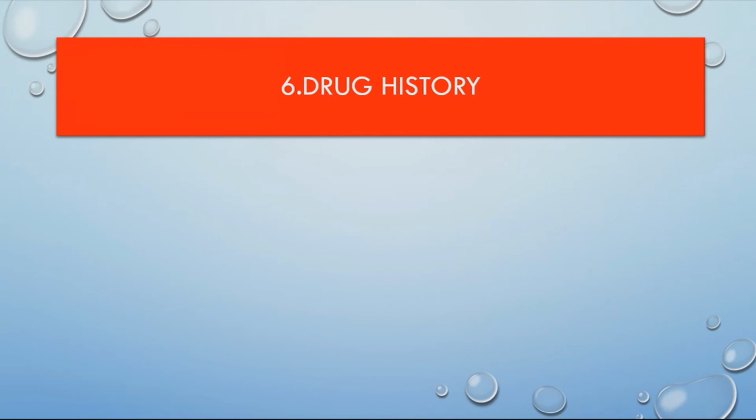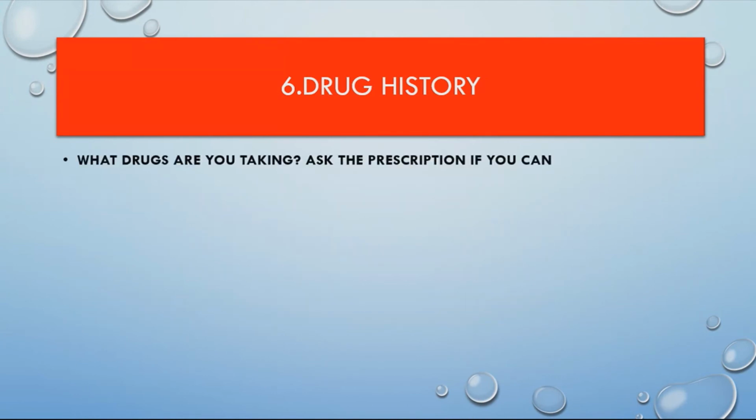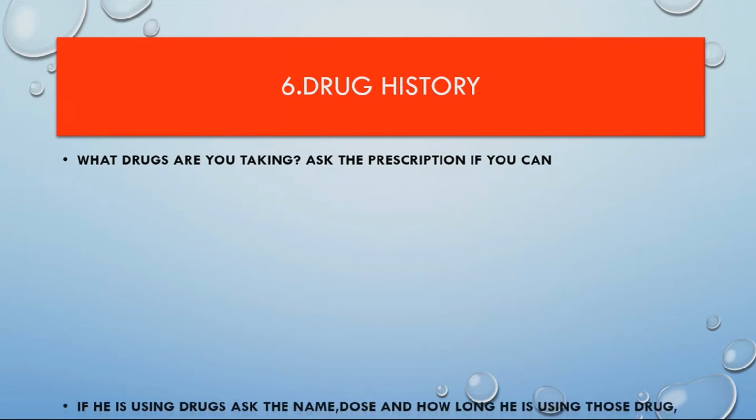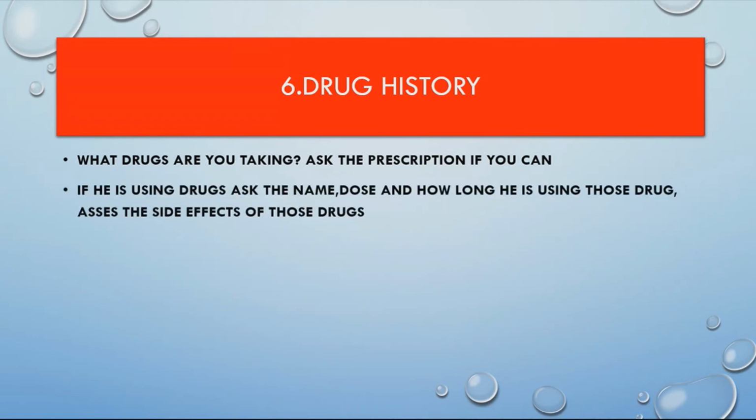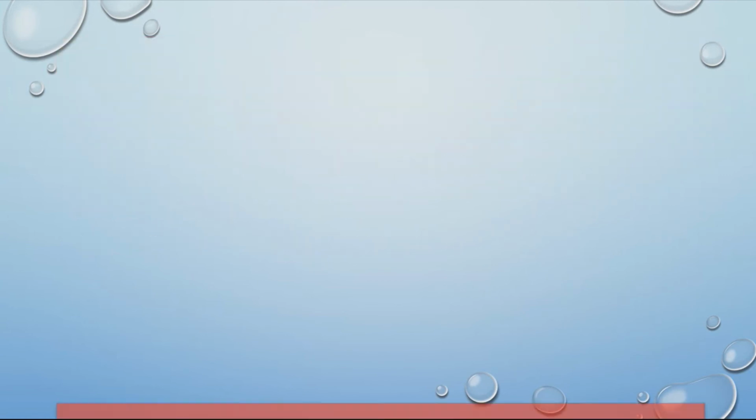The next one is drug history. We have to ask what drugs you are taking, and ask for the prescription if he can. If the patient has the prescription, he may give it. If he is using drugs, ask the name of the drugs, the dose, how long he is using them, and how many times per day. When we get the name of the drugs, we have to assess the side effects of the drugs by asking some questions. And also we can ask, are you using aspirin, clopidogrel, warfarin, like that.